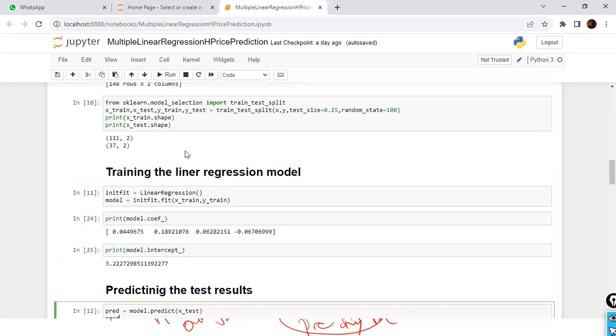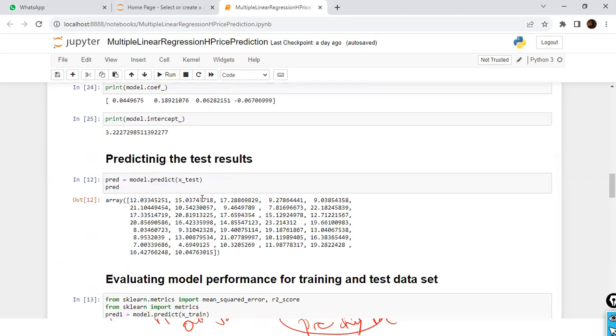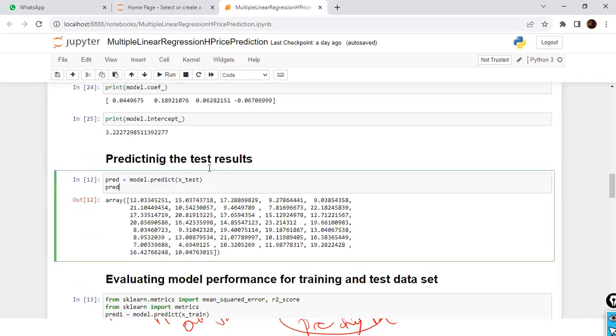Okay, see what I'm saying, right? Step 1, you train the model, and step 2, you apply the trained model on the unseen data, right?